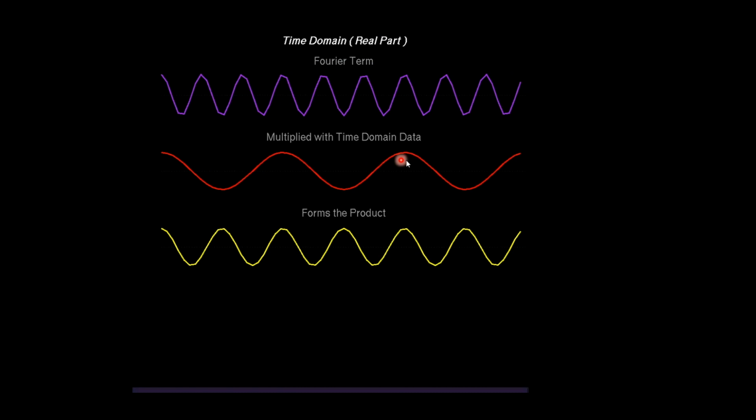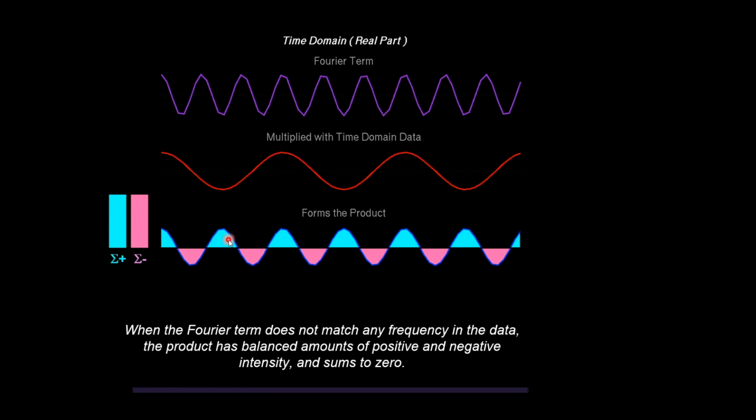Now, all of this happens with complex data, with data that has a real part and an imaginary part. But for clarity, I'm just going to show the real parts of this mechanism. So we have a Fourier term and our time domain data, and we multiply the two of them together, and that forms a product like this. Now, in the subsequent slides, I'm going to monitor the amount of positive data in the product and the amount of negative data in the product with these bar charts on the side. So the amount of positive data in blue, the amount of negative data in pink.